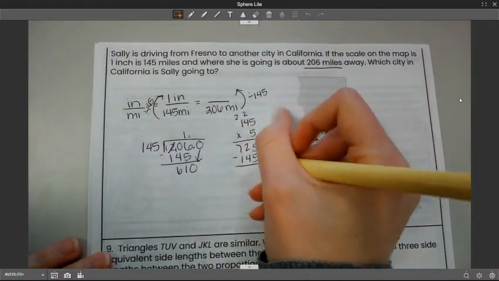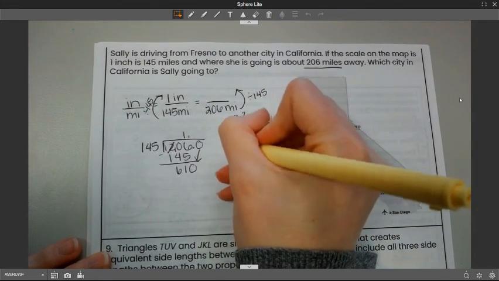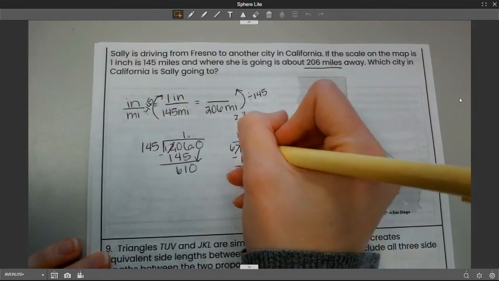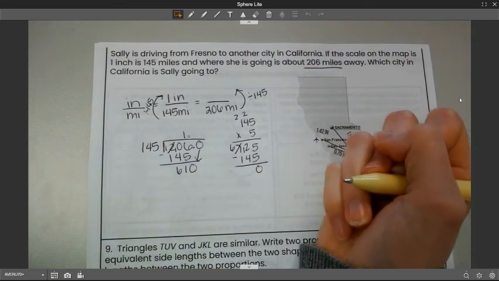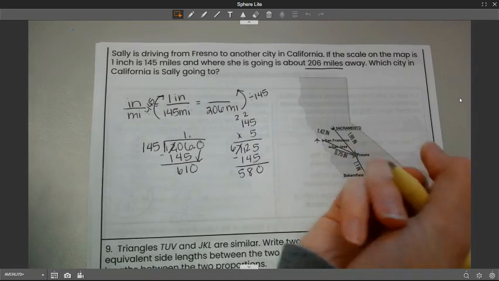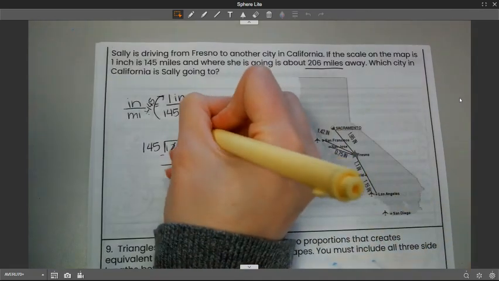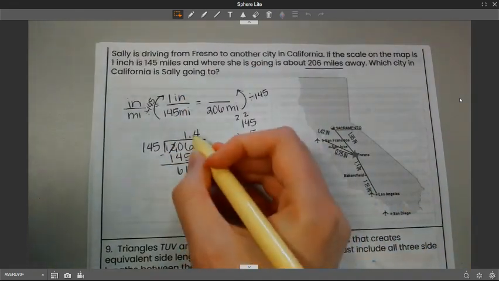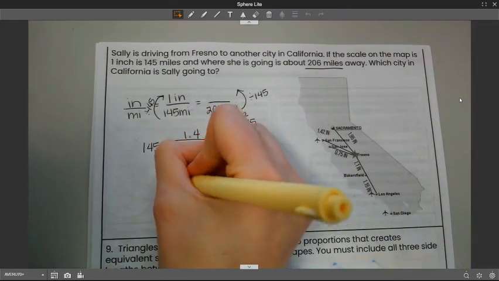If I tried 4 times, 5 minus 5 is 0. Borrow, this becomes a 6, and then this will be 12. 12 minus 4 is going to be 8. 6 minus 1 is 5. So that's 580. So I'm going to say 4 times works very nicely here. So 4 times 145 is 580.